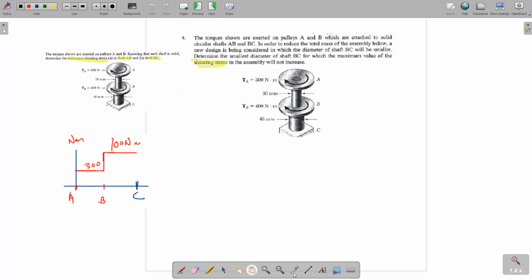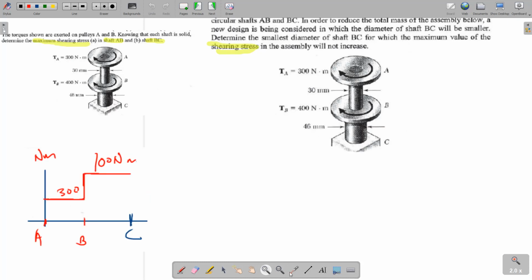Question number 4 is the continuation of question number 3, but this time you need to determine the diameter of the bottom part with the condition that the shear stress in the assembly would not increase. The overall shear stress would not increase. So question number 3 is given at the side. Well, let's take a look.